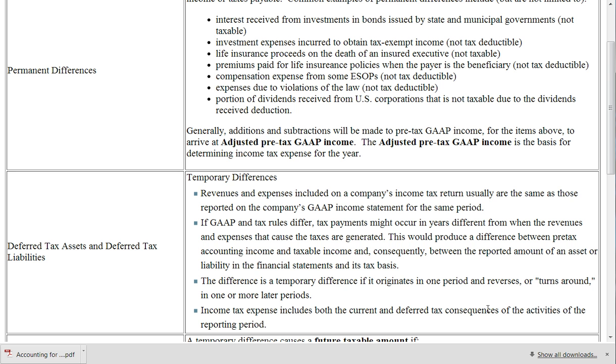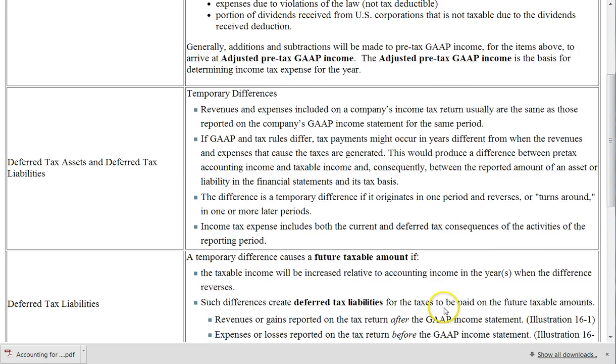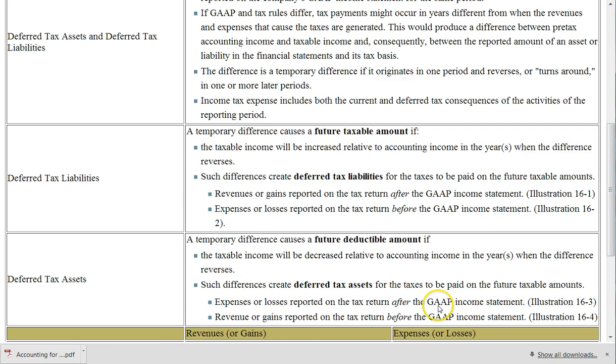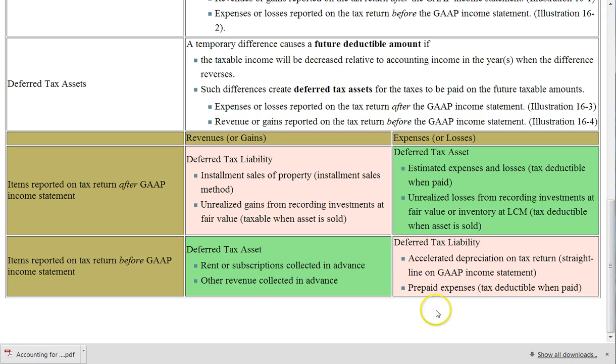If the revenue will eventually show up on both income statements and it's just a matter of a timing difference, then that's what's referred to as a temporary difference. And so we have some definitions here. I'm going to scroll down to the matrix to try to explain a little bit about how this works.